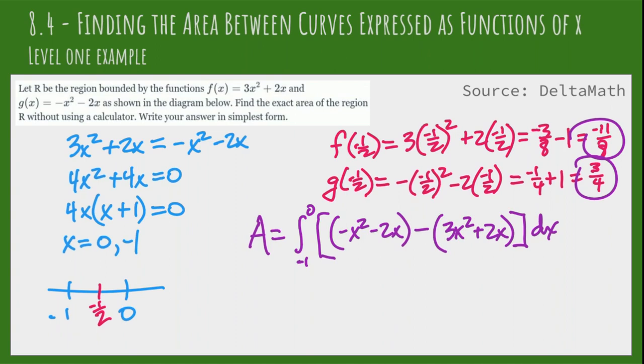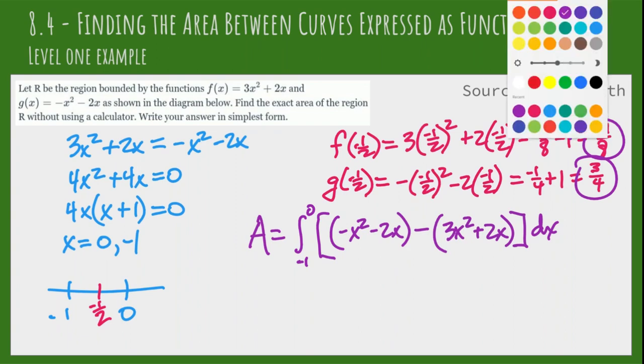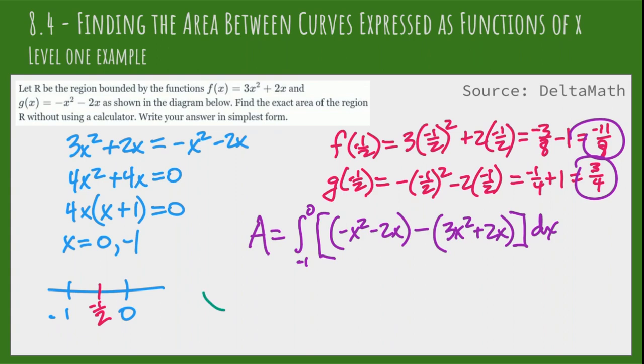Now, I want to point out that knowing that these two intersect, and knowing that one of them is a parabola that opens up and one is a parabola that opens down, the one that opens down is going to have to be the top one, and the one that opens up is going to have to be the bottom one along that interval. So knowing what the functions look like, a basic idea at least, can help us determine the upper and lower functions.